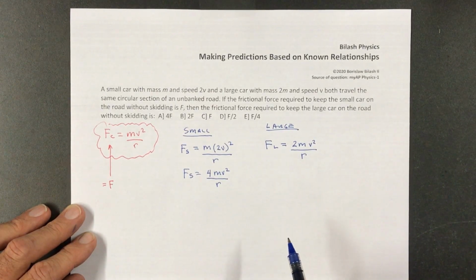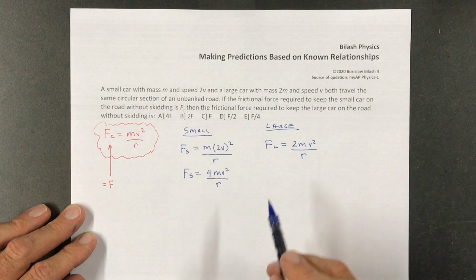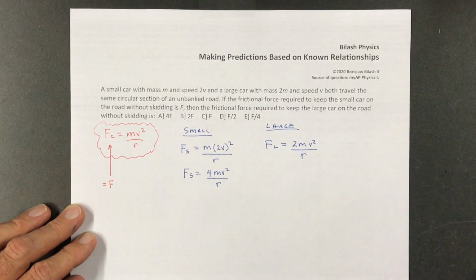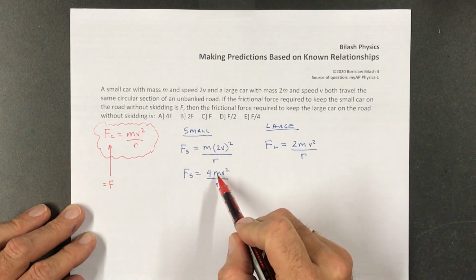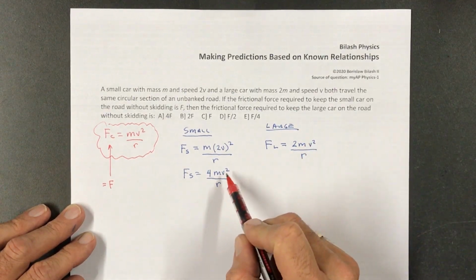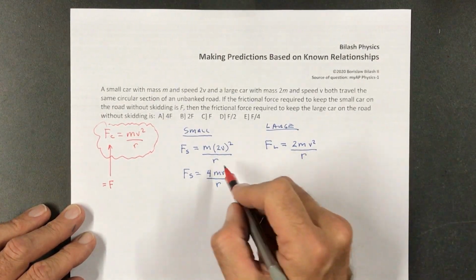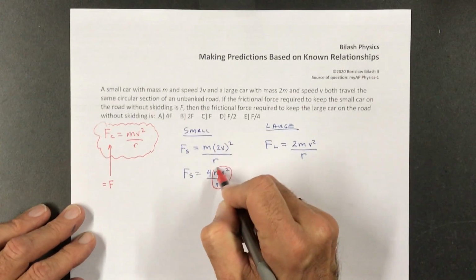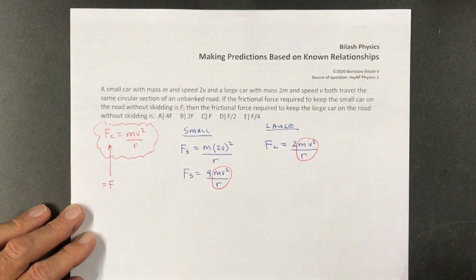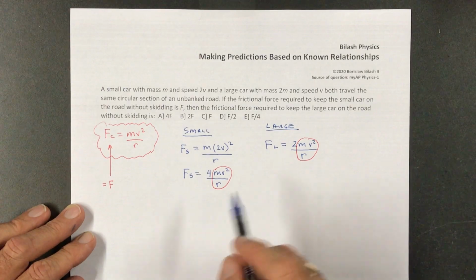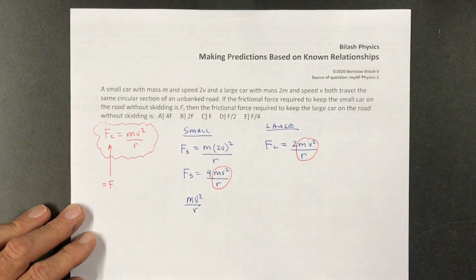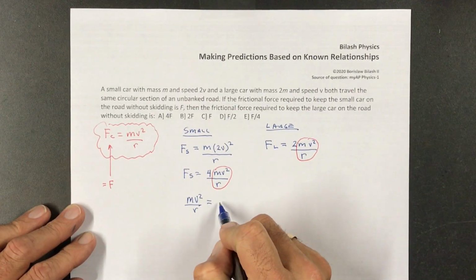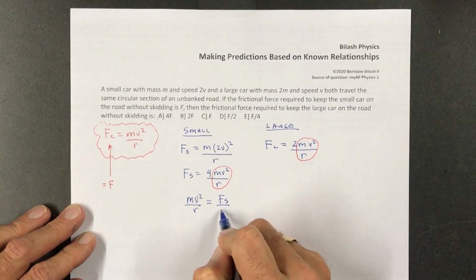So the next thing we want to do is identify things that are constant or are the same in both cases. We see that the m is the same in both cases, the v is the same, and the r is the same. So this part right here that I'm circling can be isolated. And that's what we want to do. We want to isolate what's the same in both vehicles. So I'll write this equation in terms of that constant value, and that's going to be equal to Fs divided by 4.